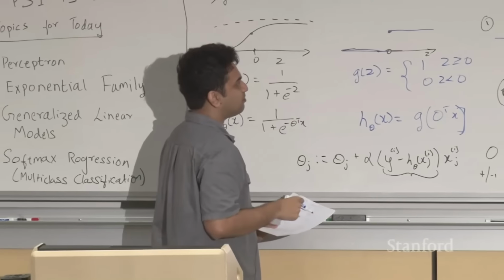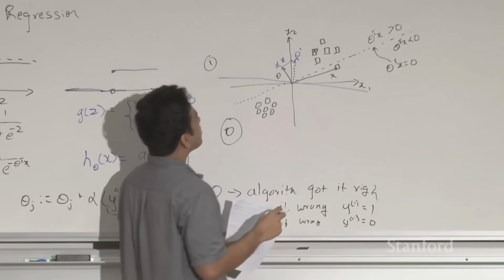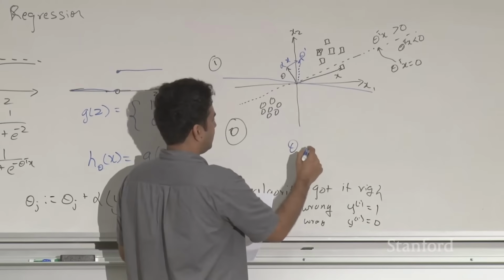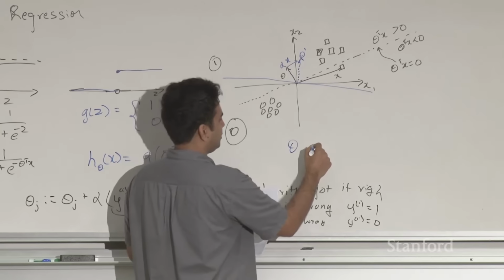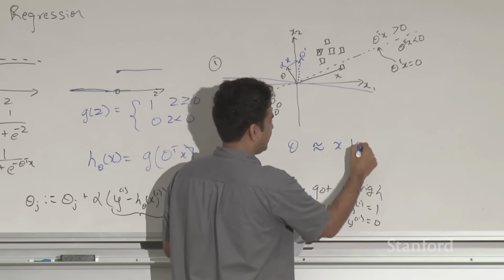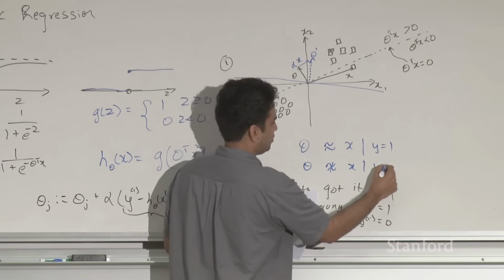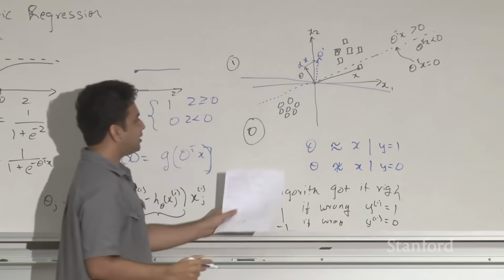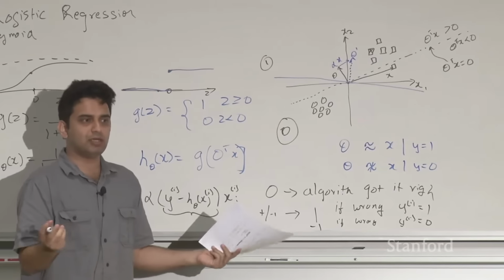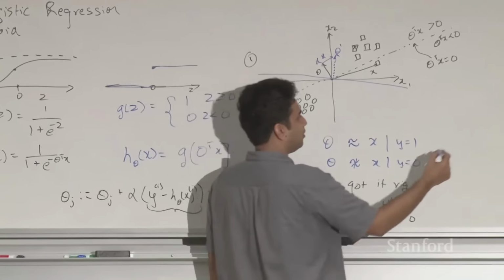The idea here is that we want theta to be similar to x in general, where y is 1, and we want theta to be not similar to x when y equals 0. The reason is when two vectors are similar, the dot product is positive, and when they are not similar, the dot product is negative. What does that mean?